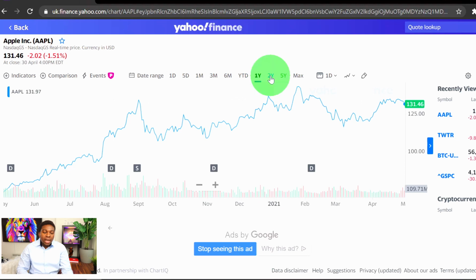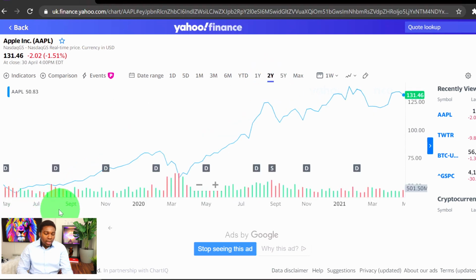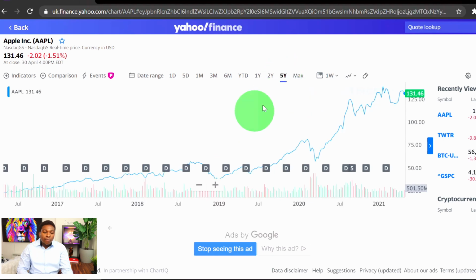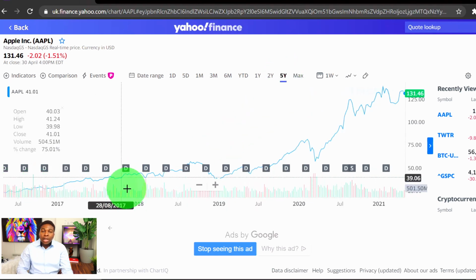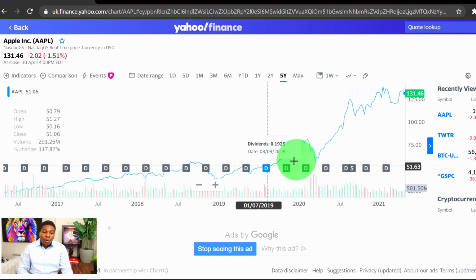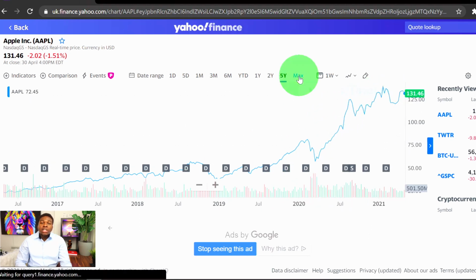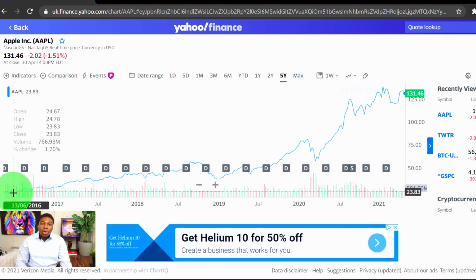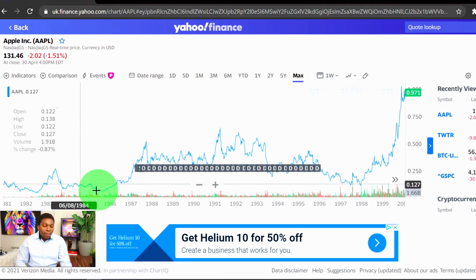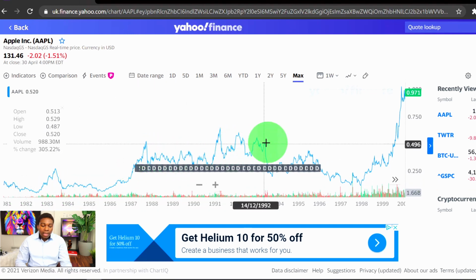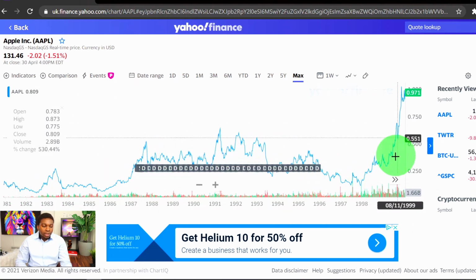We can also view the chart for 2 years. You can see 2020, 2021. We can view the chart for 5 years to see how Apple shares have been performing for over 5 years, as you can see. And we can view the chart since inception, which is maximum. Since inception of Apple shares, we can see that the chart has been going up and down. So this is from inception of Apple shares.